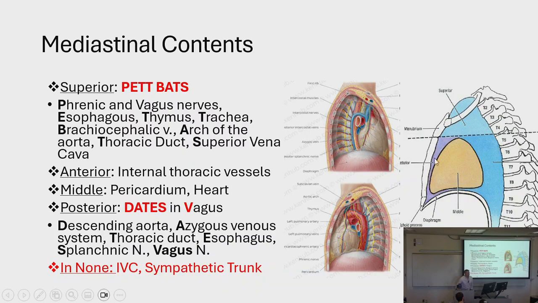But the idea here is in the anterior, inferior mediastinum, what structures are running? Internal thoracic vessels. Okay, in the middle mediastinum, that's where your pericardium sits, that's where your heart sits. Posterior, this is where all the other structures sit.